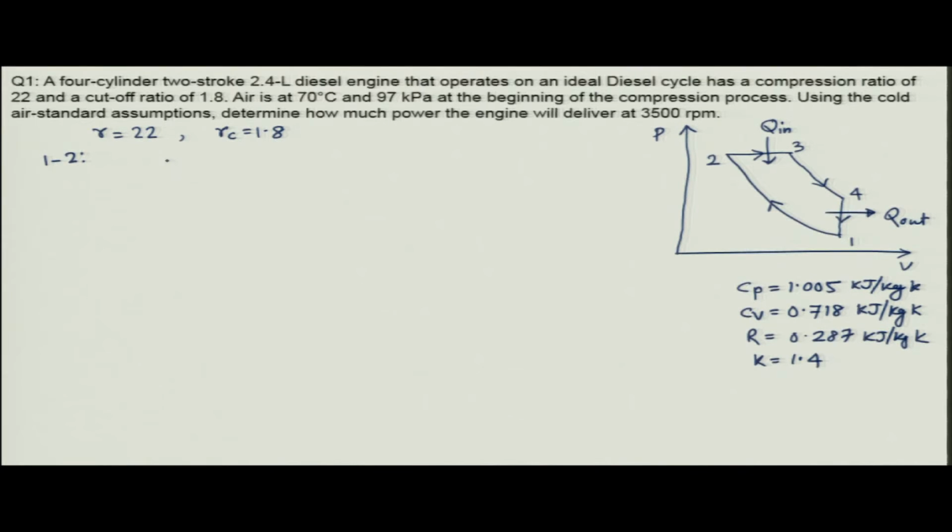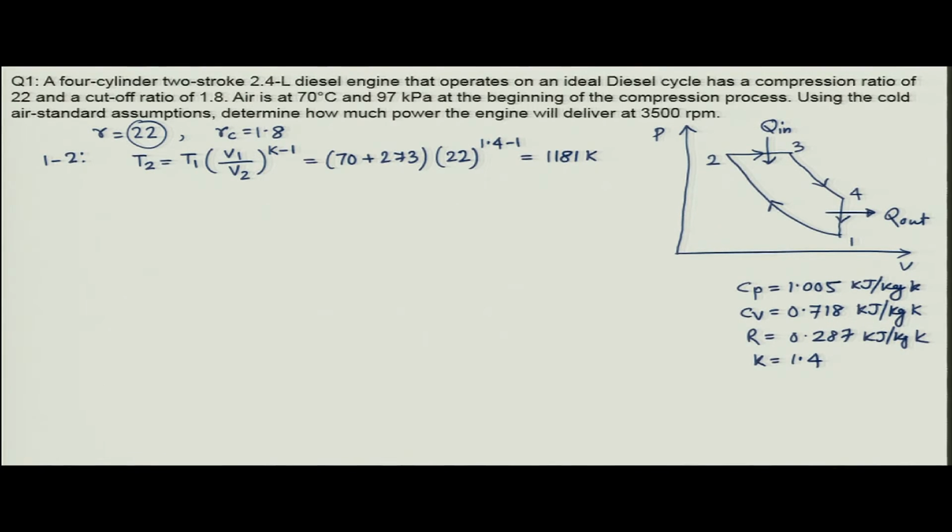Here I can write the final temperature T2 after the compression stroke as T2 equal to T1 multiplied by (V1 upon V2) to the power of K minus 1. Now, V1 by V2 is nothing but this 22, and T1 is 70 degree centigrade, which is 70 plus 273, so 343 Kelvin. So T2 is 343 times 22 to the power of 1.4 minus 1. We can find T2 as 1181 Kelvin, which is the temperature after the compression stroke.